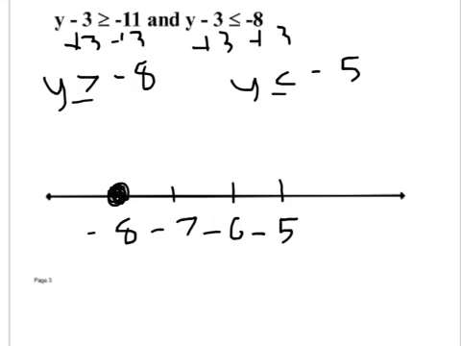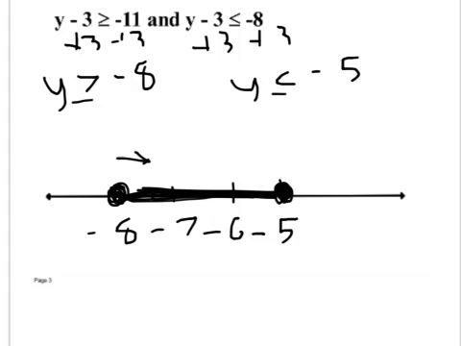Which direction are we going, right or left? It says y is greater than, so we're going right. But let's graph the other one. Y is less than or equal to -5. So it's a closed circle around -5. That's going to the left. So this is our intersection. Y can be in between these points.